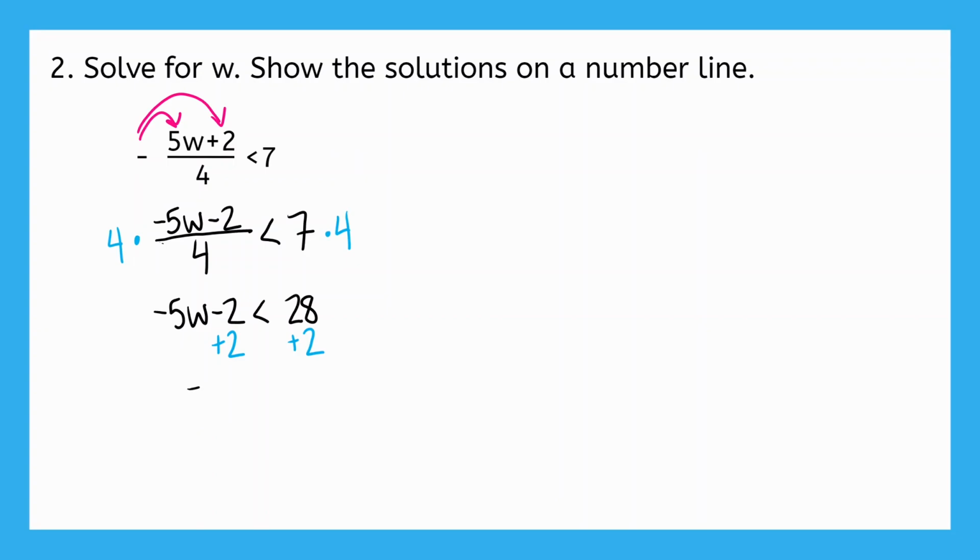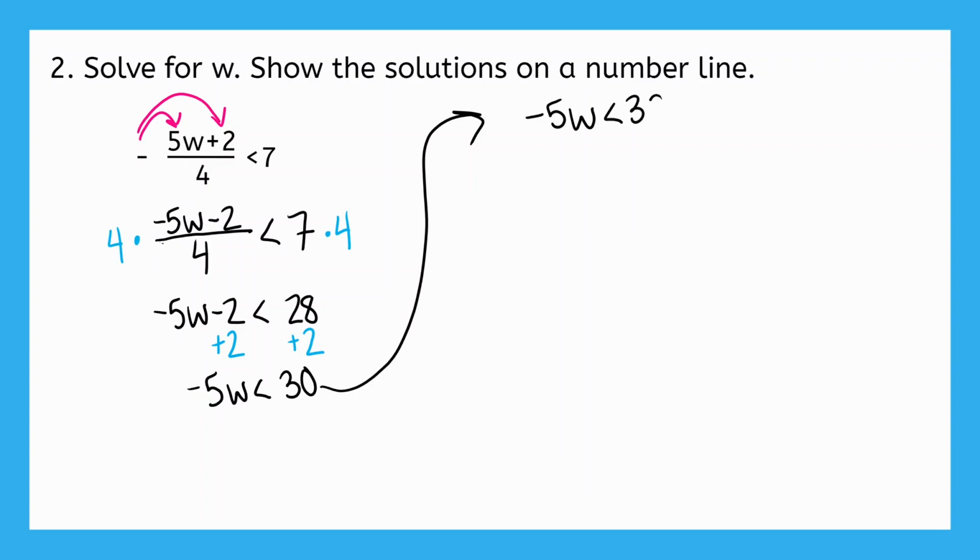I'm left with -5w is less than 30. And I'm going to bring my problem back up to the top just to give myself a little more space. My final step is dividing by -5. This will require an inequality flip since I divided by a negative number. That means that my less than symbol becomes a greater than symbol.